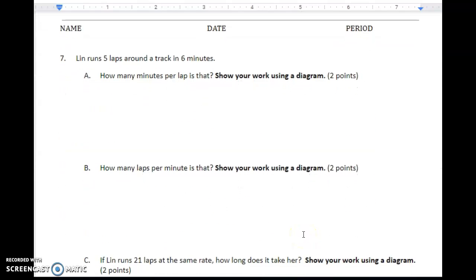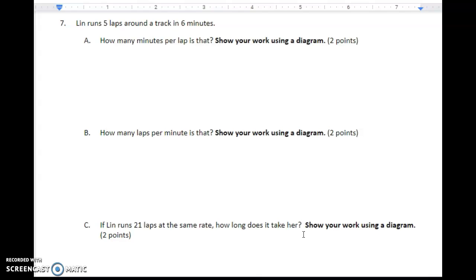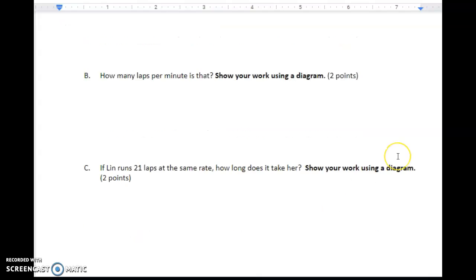Question 7. Lynn runs 5 laps around a track in 6 minutes. A. How many minutes per lap is that? Show your work using a diagram. B. How many laps per minute is that? Show your work using a diagram. C. If Lynn runs 21 laps at the same rate, how long does it take her? Show your work using a diagram.